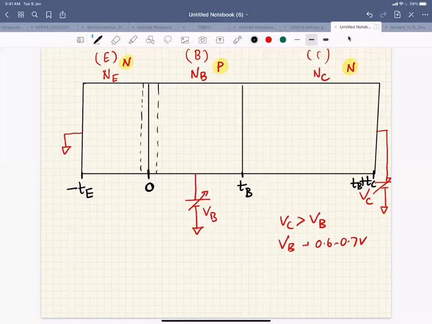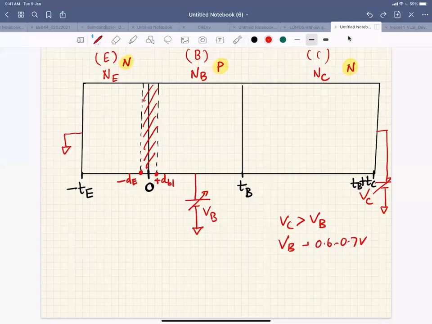This junction is forward biased, so I'll have a depletion region here. Let's say this part here is dB1, the width of the depletion region on the base side. And this is minus DE, because I have only one junction here. So minus DE is the depletion width on the emitter side.